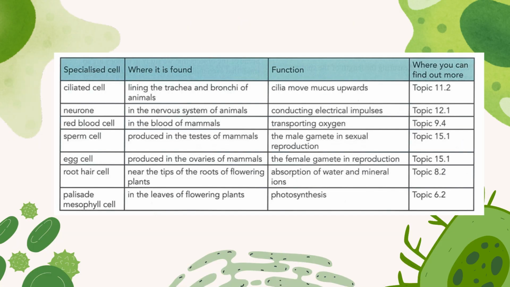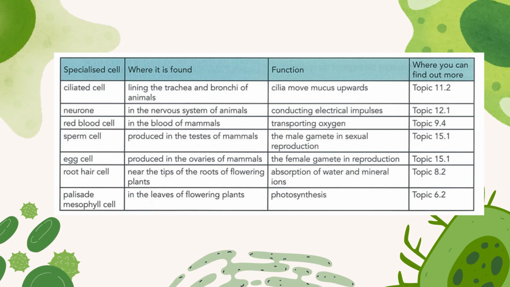So these kinds of cells we are calling specialized cells. That term will be more clarified if you look at this table. I copied it from your textbook. So a specialized cell, as a first example, is the ciliated cell, which we can find lining the trachea and bronchi of animals. What is the function? Cilia move mucus forward.